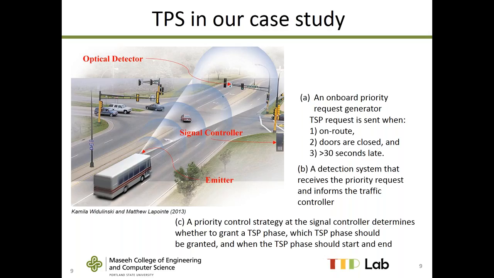Then the traffic controller has the job of determining first whether to grant the TSP phase, then which TSP phase should be granted, because there are different options. In our case, early green or green extension, and then when that TSP phase should start and end. So the controller has to make very quick decisions with regard to this request.